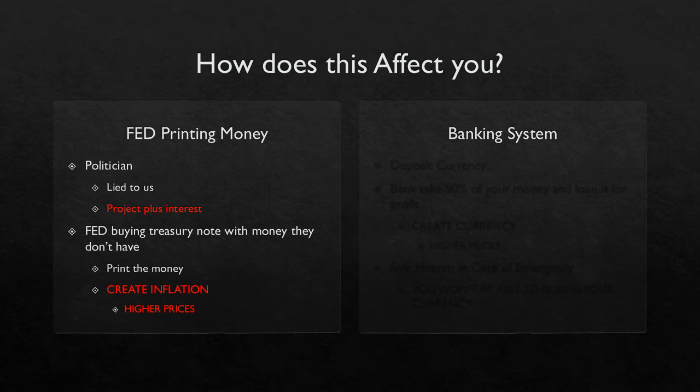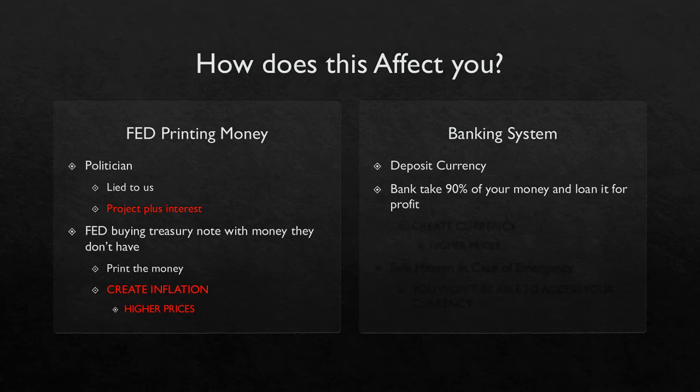So you work hard for your money, you go ahead and deposit it in the bank. The bank takes 90% of it without telling you and lends it out so they can make a profit, which means that they created currency. Inflation takes place, higher prices. Now, here's the part that really seems wrong. Well, the entire thing is wrong, but this one is just purely sad.